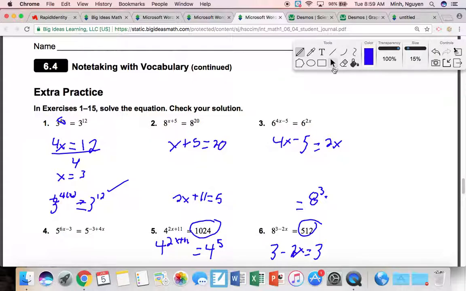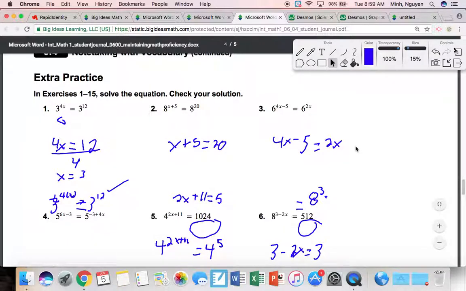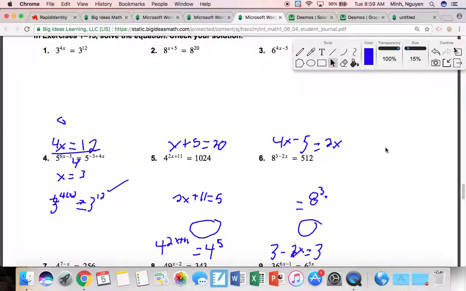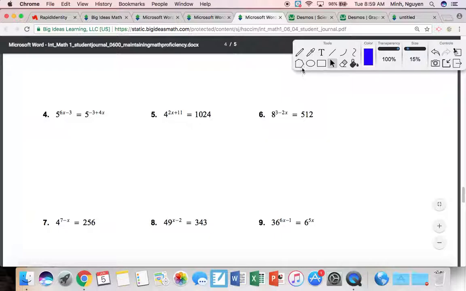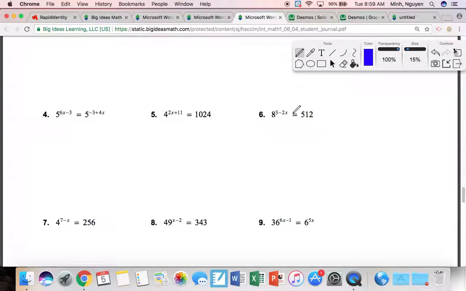And you just solve it. Wait, this one's going to act a little funny. What the heck? 3 minus 2x equals 8 to the 3rd. 3 minus 2x equals 3. If I subtract 3, it's 0. Oh, okay, that makes sense. I was just checking my answer.